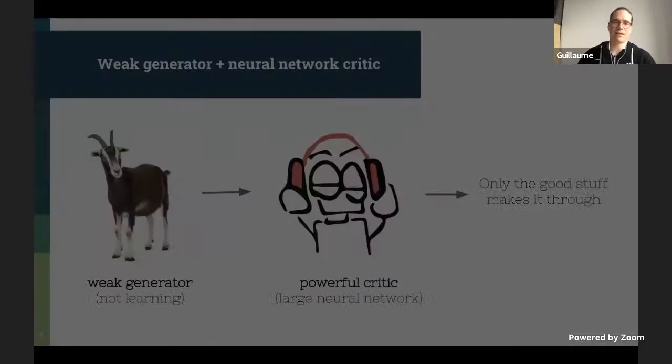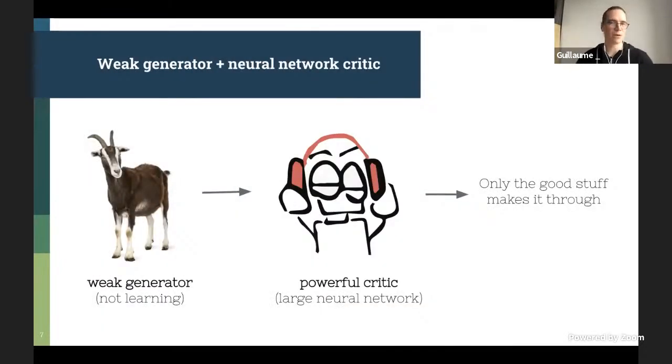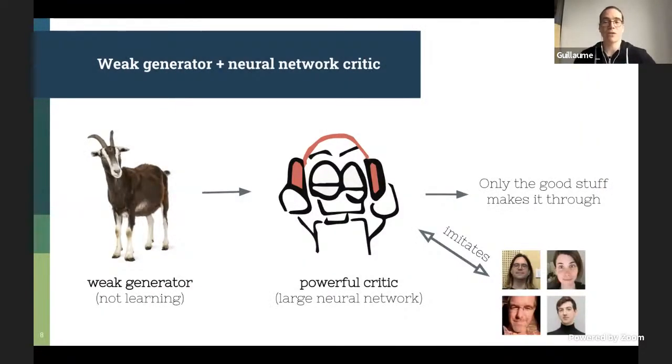So what if instead we could have a neural network that's being the critic? The neural network is going to try to learn what we like and what we don't like, and it's going to filter out like the vast majority of the garbage that comes out of the generator. It's going to be filtered by that. And then it's going to give us only the things that it thinks we will like. And so in a way, it tries to imitate us. It serves as a proxy for us.